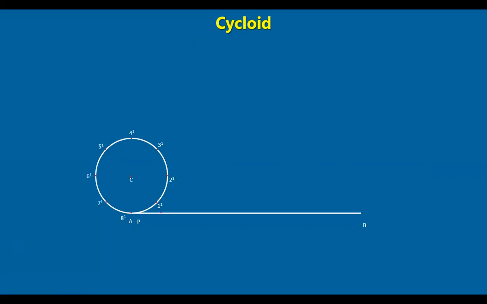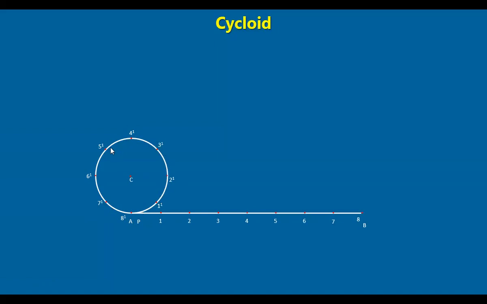Now I divide this line AB into the same number of equal parts, the same 8 parts in this case. Name them from A as 1, 2, 3 like this. All the points are marked, so 8 points I got. These points we have marked as 1 dash, 2 dash, 3 dash like this.